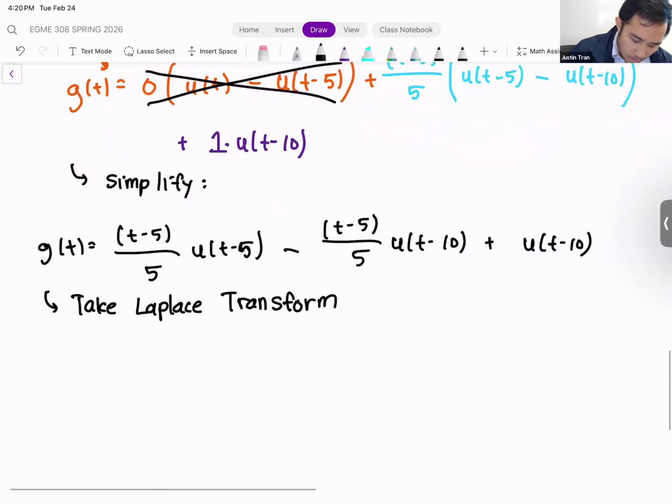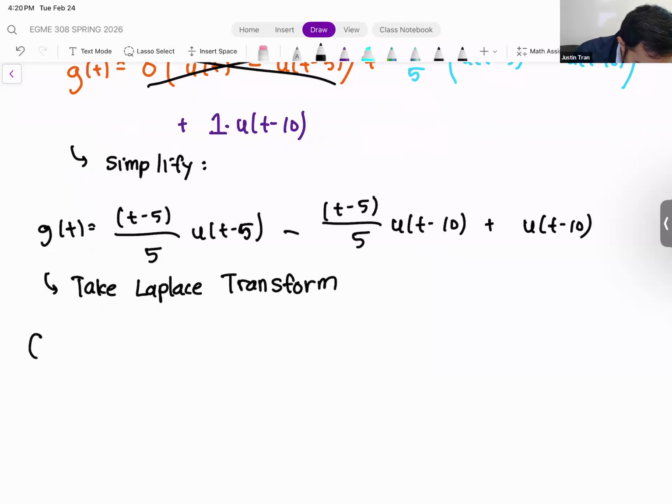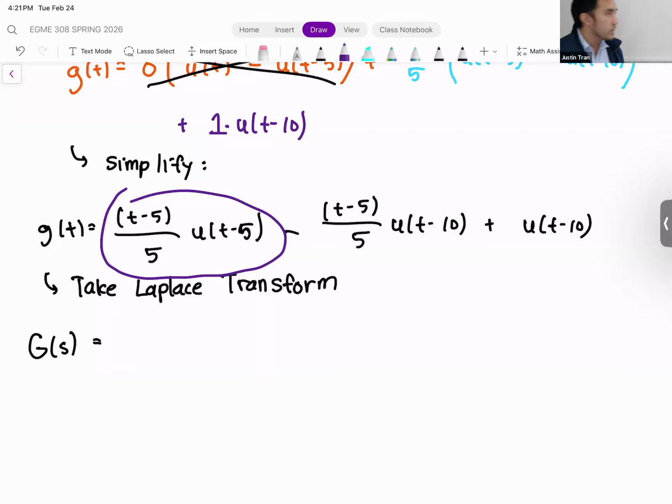So we take its Laplace transform, we're going to get a capital G of s. In order to take the Laplace transform of this, we're going to need to make use of our second shifting theorem. So let's look at the first expression first. We have t minus 5 divided by 5 multiplied by u of t minus 5. We can see here that we have a shift of 5, right? From our step function here, we have a shift of 5.